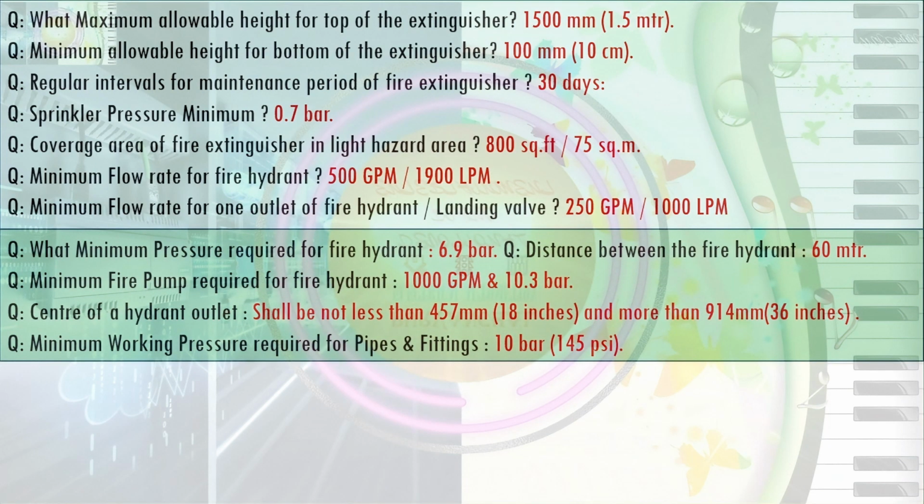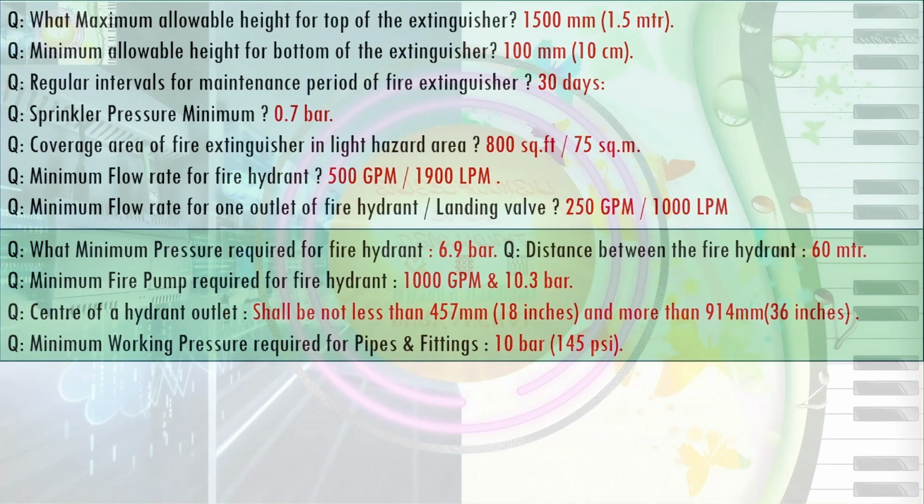What is the minimum pressure required for a fire hydrant? That is 6.9 bar. Distance between fire hydrants, that is 60 meters. Minimum fire pump required for a fire hydrant, that is 1000 GPM at 10.3 bar pressure.